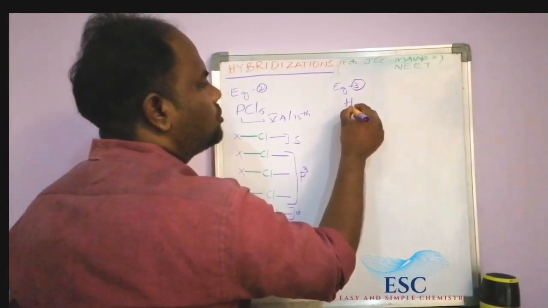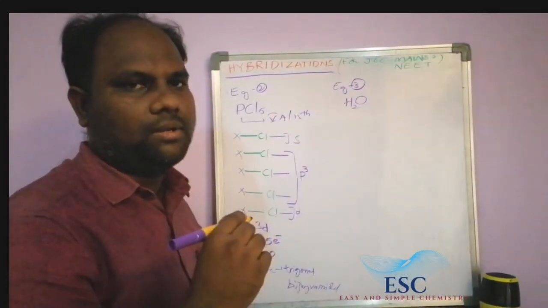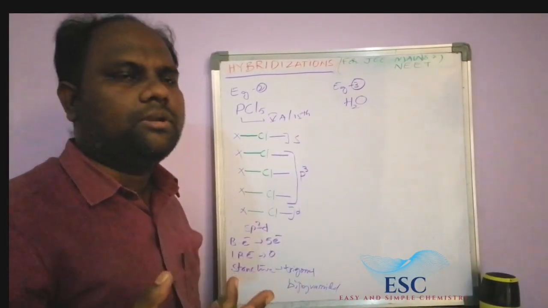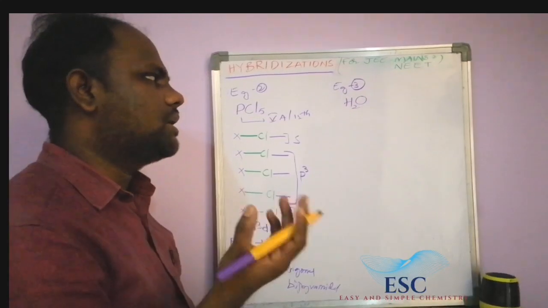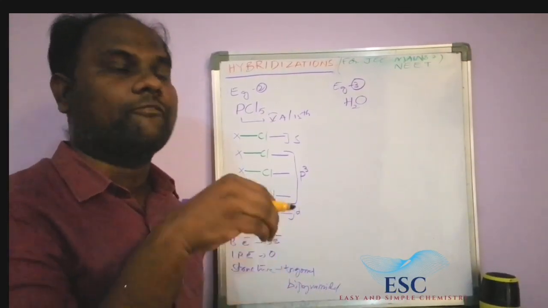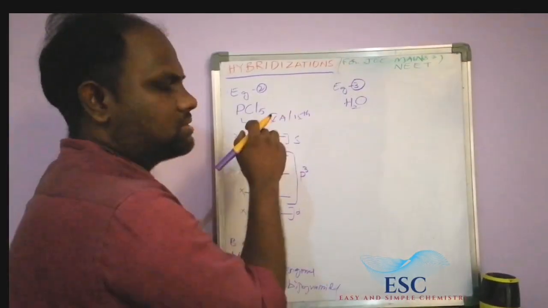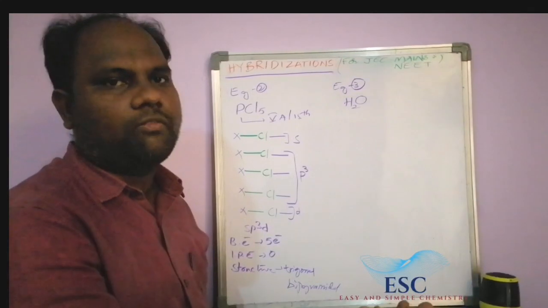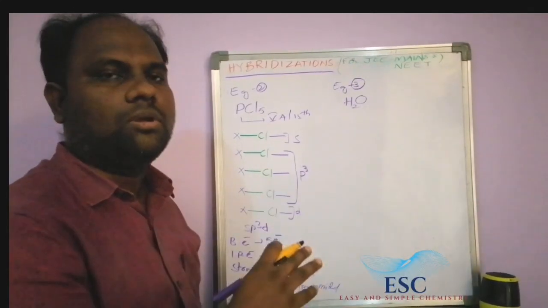Example H2O. Which one is the central atom here? Oxygen. How to identify the central atom? There is a simple way. Which element has the lesser number of atoms present in the molecular formula? 2 hydrogen, 1 oxygen means oxygen has fewer atoms. That's why oxygen is the central atom.